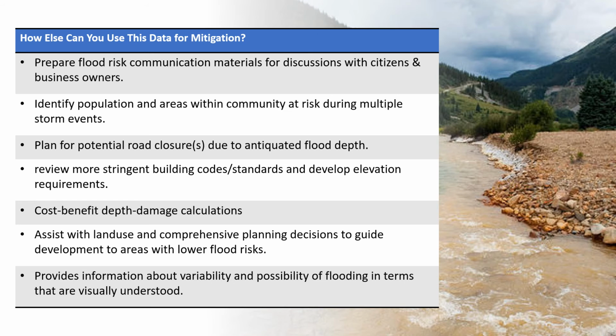Plan for potential road closures due to anticipated flood depths. Review more stringent building codes, standards, and develop elevation requirements. Create cost-benefit depth damage calculations. Assist with land use and comprehensive planning decisions to guide development to areas with lower flood risks. Depth grids provide information about variability and possibility of flooding in terms that are visually understood.